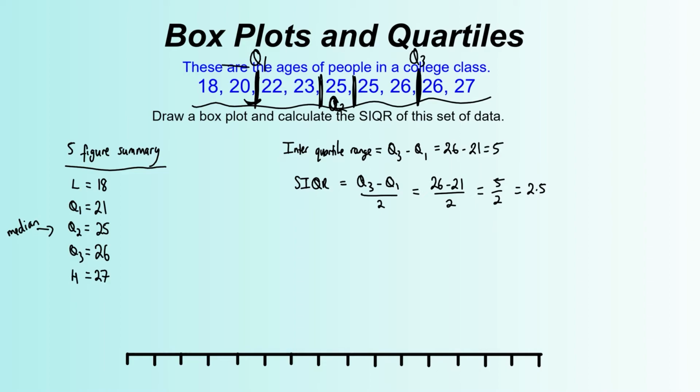And for semi-interquartile range, you're dividing that by 2 because semi is half. So how does that transfer into a box plot? Well, we've got these 5 points of information: the lowest, the highest, and the quartiles.